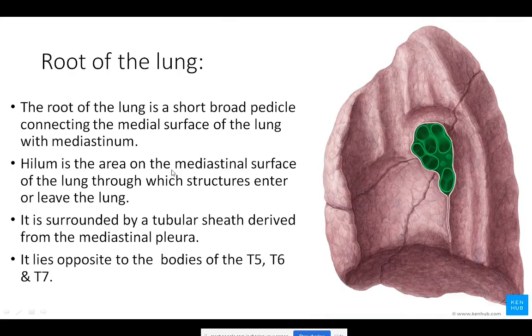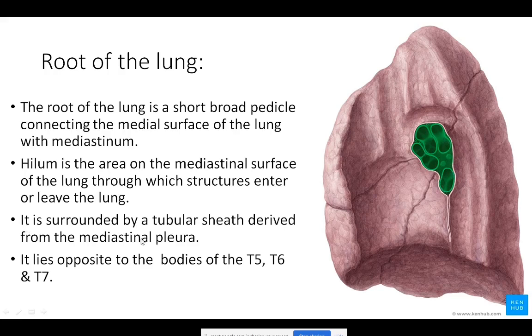The hilum is the area on the mediastinal surface of the lung through which the structures enter or leave the lung. The hilum, this is the structures leaving or entering the lung, the structures which are connecting the mediastinal surface of the lung with the mediastinum. This area is known as a hilum.